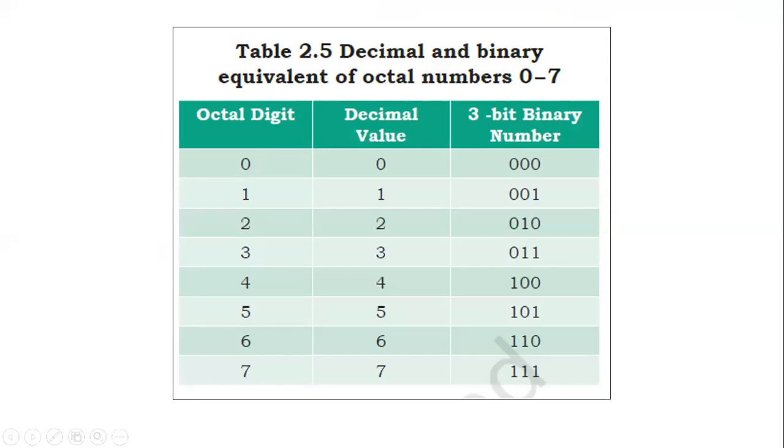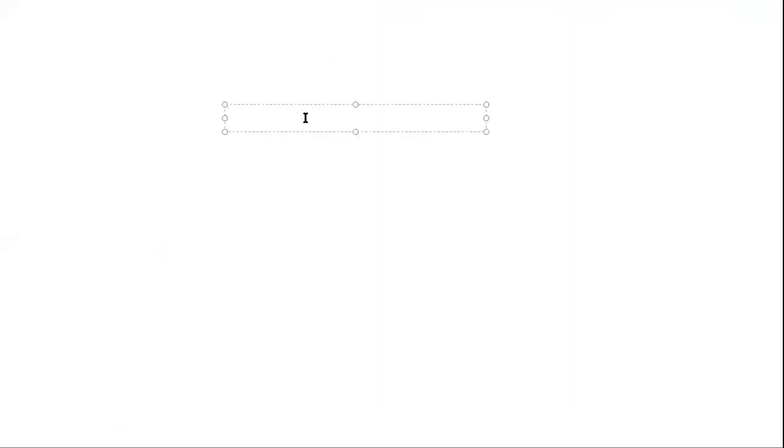Let's take the number 500. For example, how will I denote this in the octal number system? From decimal to octal, you always have to divide by 8. You always have to divide it by 8.